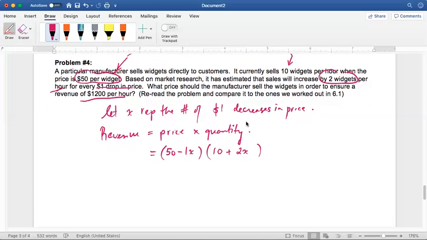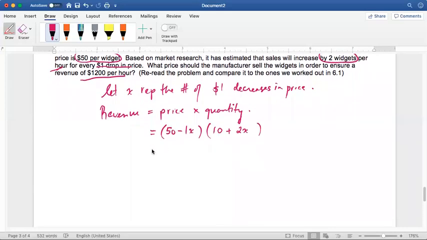And let's just test this. When there are no price decreases, your price would be 50 and your quantity would be 10 because x equals 0. When there's one price decrease, your price would be 49 and you would sell 12. So that seems about right to me. So let's expand this. We get 500 plus 100x minus 10x minus 2x squared. We'll collect the like terms, so negative 2x squared plus 90x plus 500. And so this is the revenue. Let's just call it R for short.